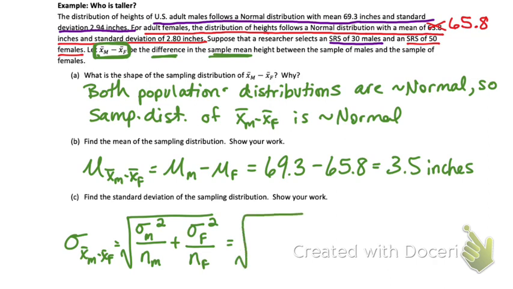Alrighty, so let's plug in and then solve. What is the standard deviation for the male distribution? 2.94. We're going to square that. And what was the sample size from the male distribution? 30. Then we're going to combine that with, what is the standard deviation for the female distribution? 2.8. We're going to square that. And what was the sample size from the female distribution? 50.